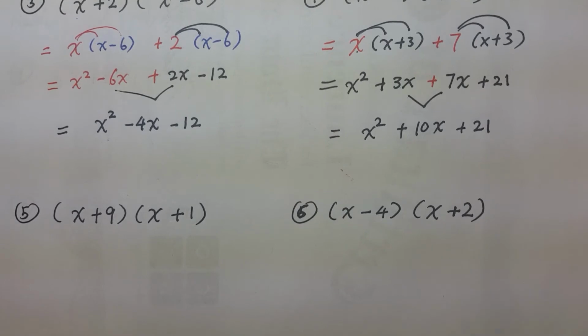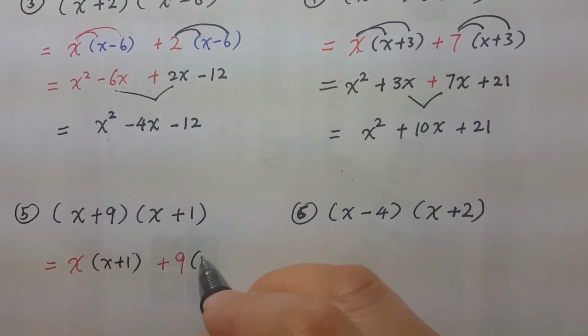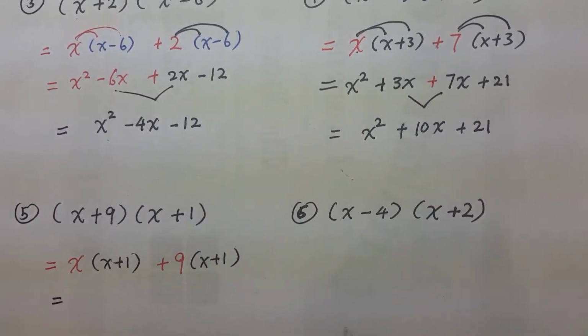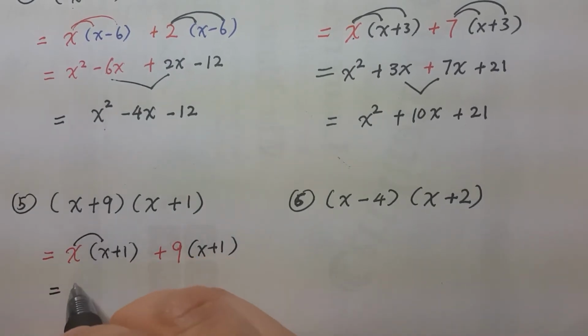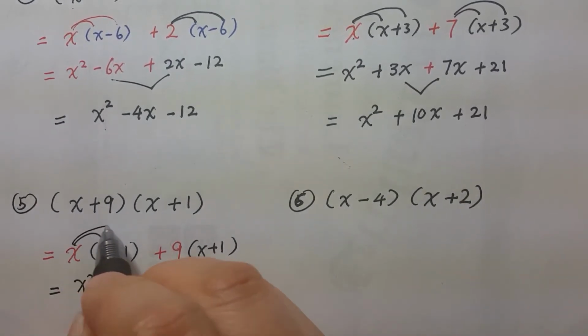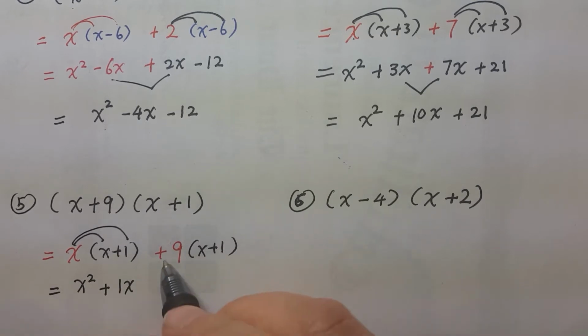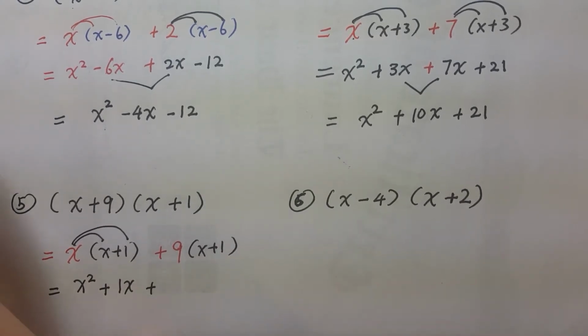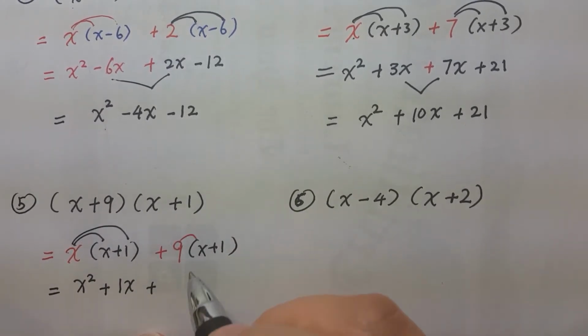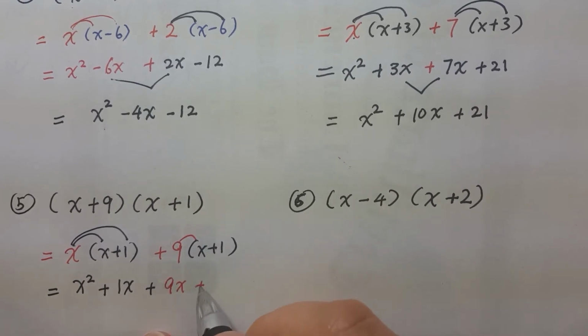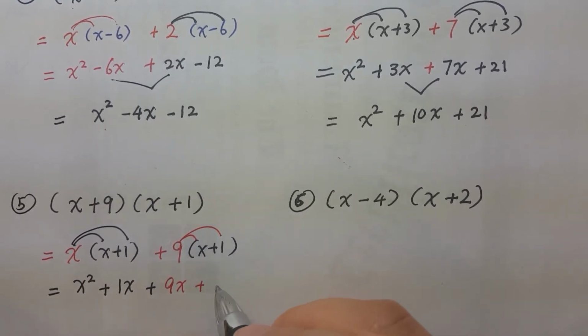Now let's take a look at number 5. We have x plus 9 times x plus 1. So x plus 9 will be separated. Now each one times x plus 1. Now we're going to use this property. x times x is x squared, plus sign. x times 1 is 1x. And here's plus. And then we're going to use the 9 times each. 9 times x is 9x. And this is plus. 9 times 1 is 9.